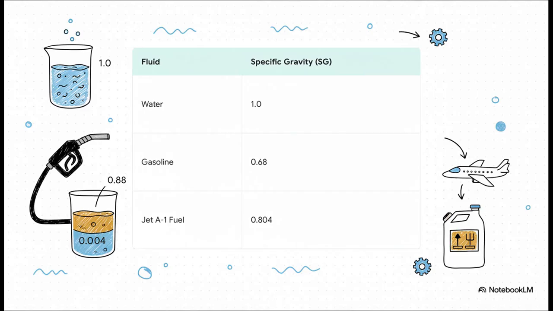Let's look at some real-world examples here. So water, our benchmark, has a specific gravity of exactly 1.0. Makes sense, right? Now look at gasoline. Its SG is 0.68. Right away, you know it's way less dense than water. Jet fuel is a little bit denser at 0.804, but still, it's going to float. See how useful that is? This one little number, with no units, gives you an instant feel for the fluid.